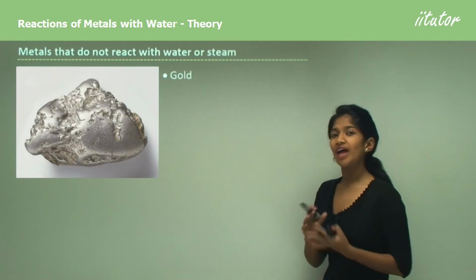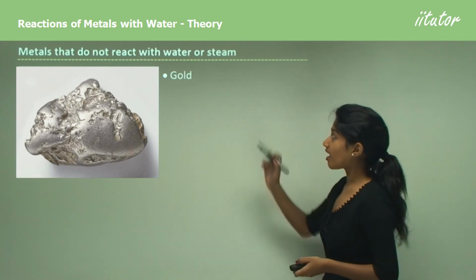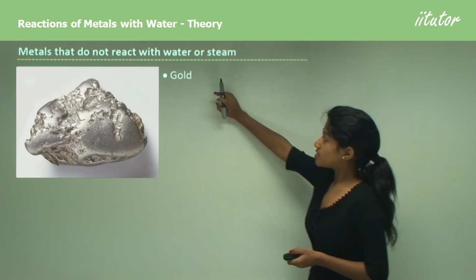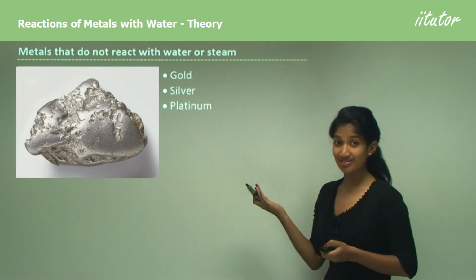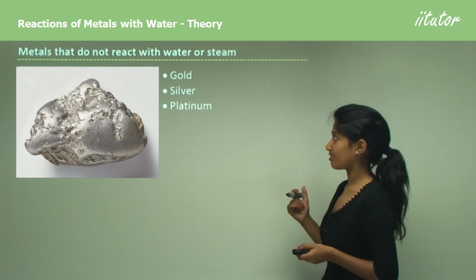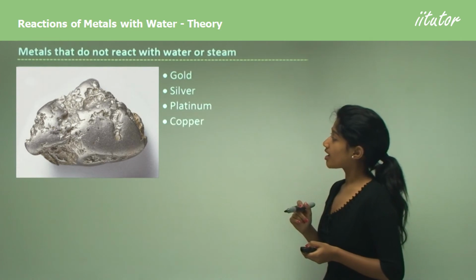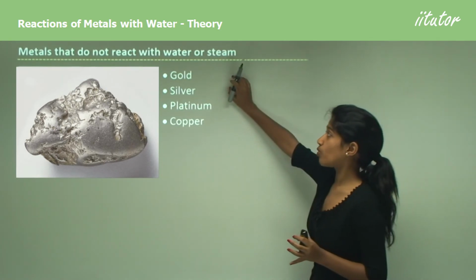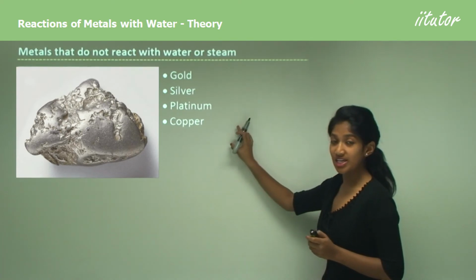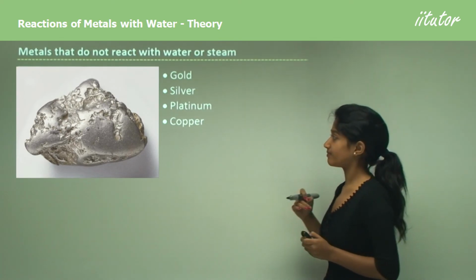Some metals don't actually react at all, and they are called inert metals. One is gold, silver, and also platinum, which doesn't react with anything, so no water. And copper is also one of those that don't react with water or steam. So they're very inert and very unreactive.